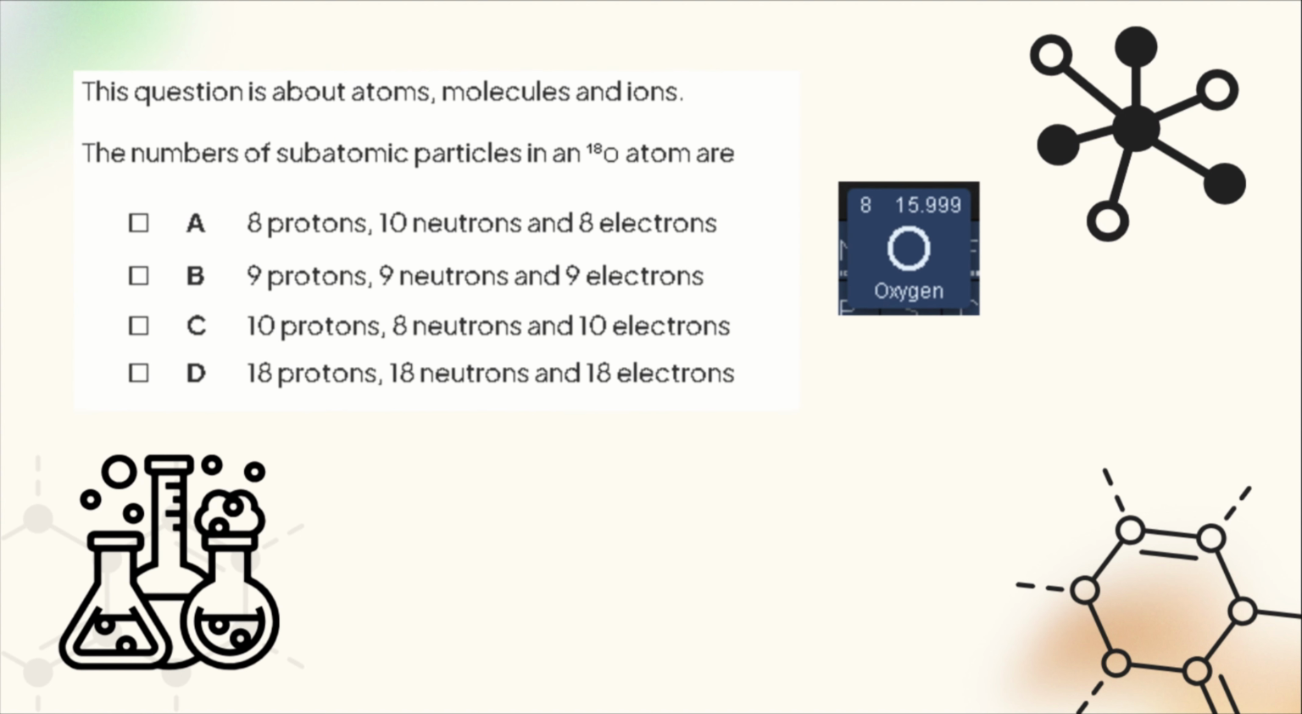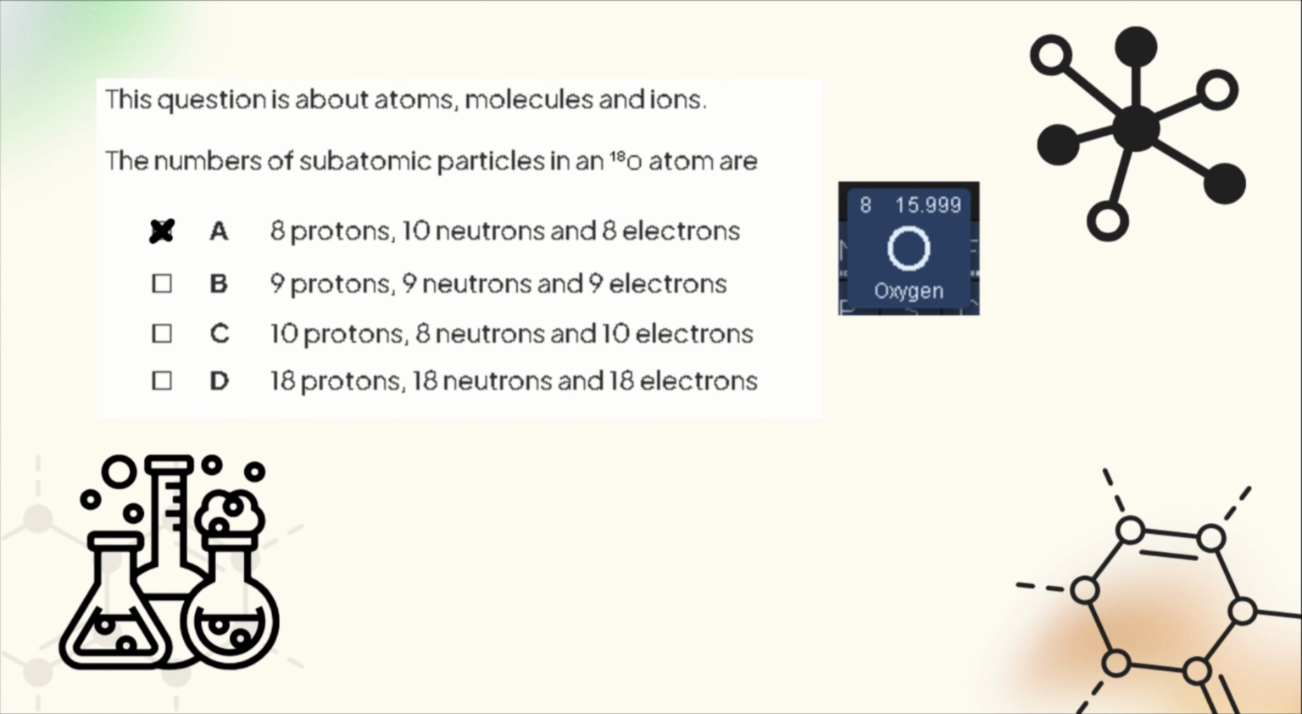Number of subatomic particles in an 18 oxygen atom. If you look at the periodic table, we have 8 protons. So already B, C, D are wrong. A is the answer, but we'll still look further. In the original atom we have mass number 16, but over here we have 18. So 18 minus 8 gives us 10 neutrons, and proton number is the same as electrons, so 8 protons and 8 electrons. So the correct answer is A.